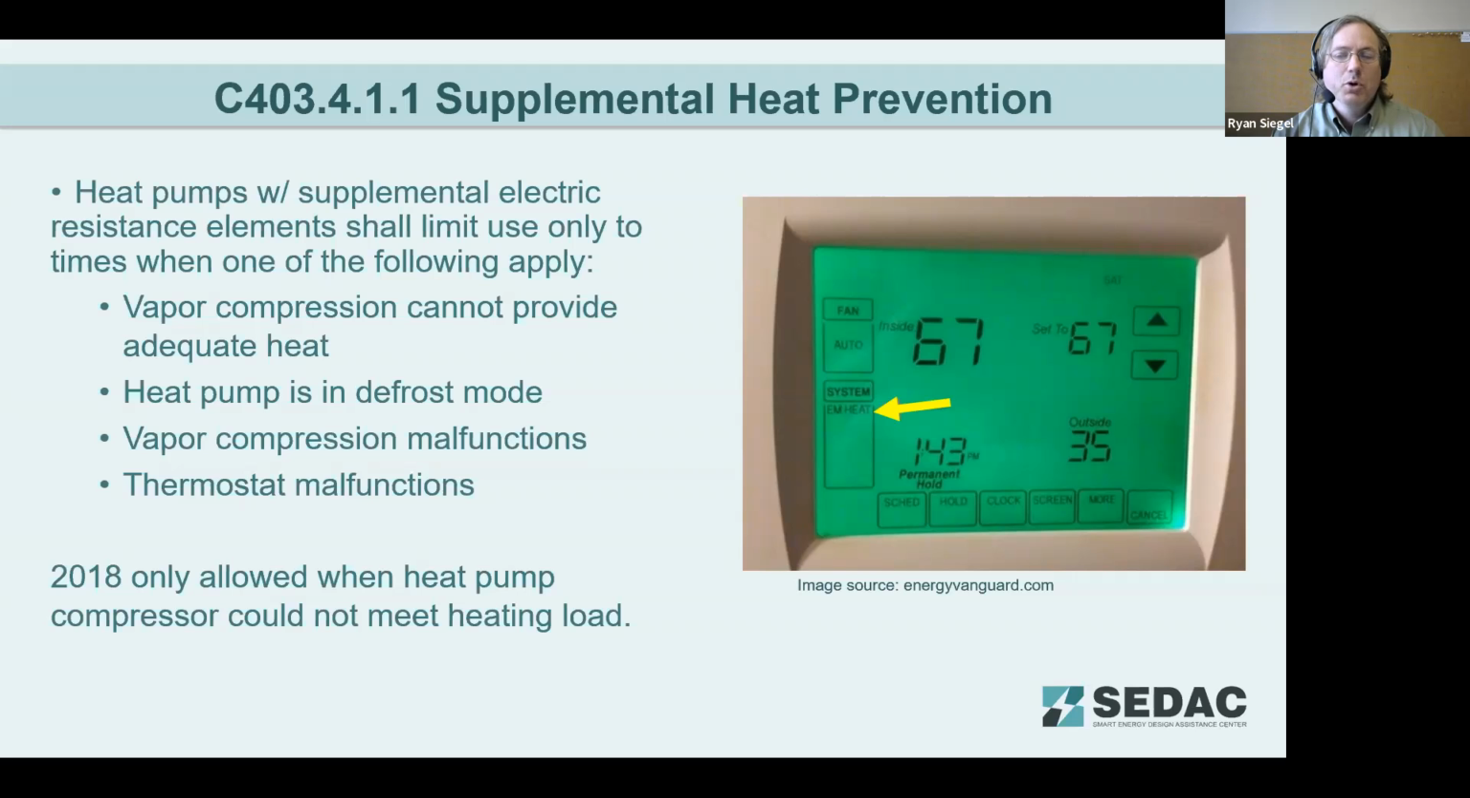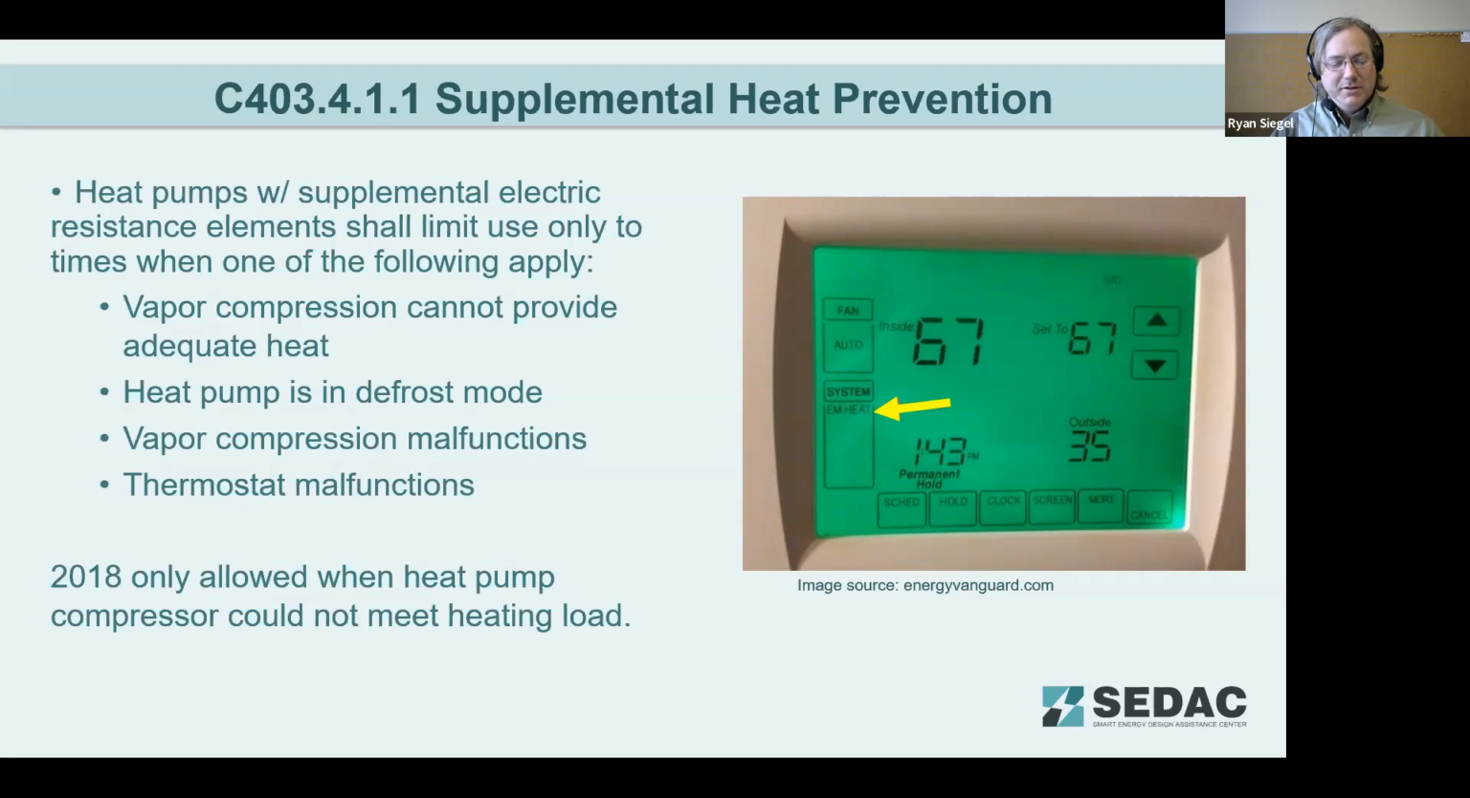So they added a few more provisions for that. As we note here, the 2018 only called out this first one where the heat pumps just couldn't meet the heating load. So now they're providing a little bit more detail about what that actually means and entails. And here we're indicating on this thermostat, the system has gone into emergency heat, emergency or supplemental or backup. They call it a few different things here. So this could be any number of reasons.